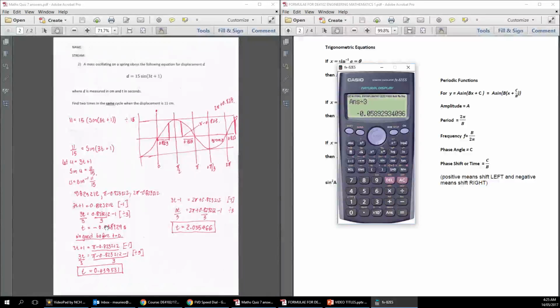But hang on, that time is negative, so that means it's beforehand. It's actually happened before the spring has actually done anything. So that's not going to be any good. So that solution has to be discarded. And the question said we wanted to find 2. So what we have to do is find another one.